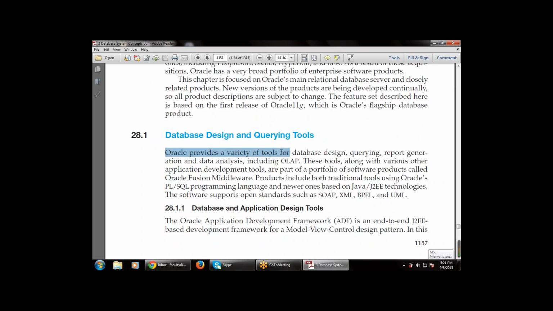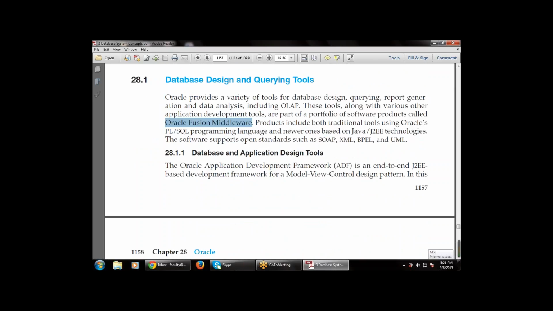So Oracle provides a variety of tools for database design, querying, report generation, and data analysis. That is, Oracle provides a number of tools that are used for database design, querying, report generation, and data analysis that includes OLAP. These tools, along with various other application development tools, are part of a portfolio of software products that is known as Oracle Fusion Middleware.